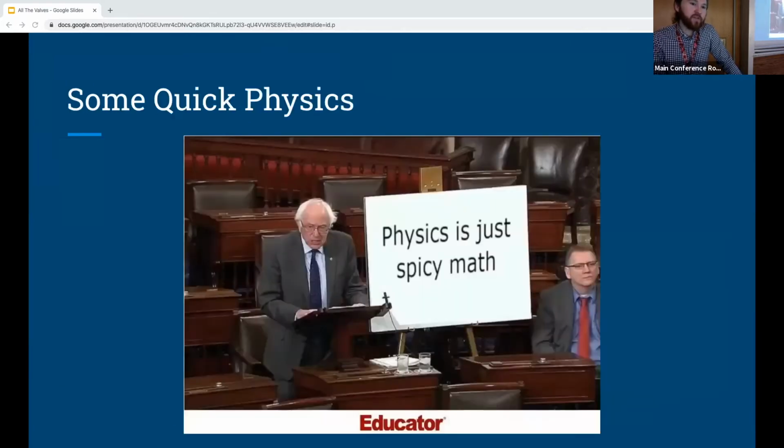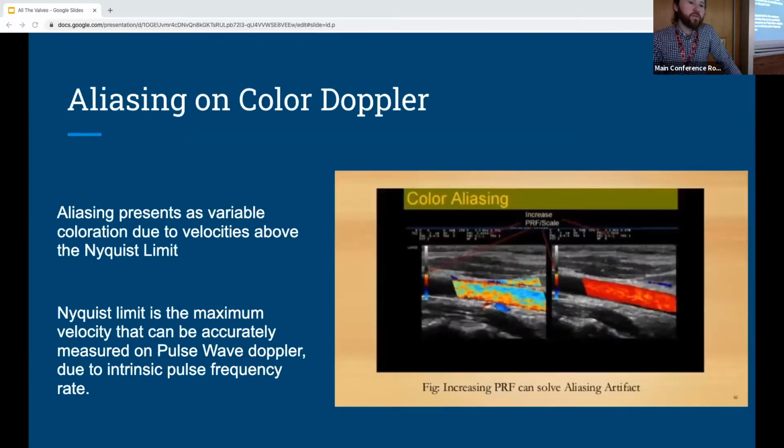Okay, and then briefly, I'm just going to touch on some of the physics that guides a little bit of this. Nobody's getting tested at the end of this. You're just going to learn a few new words. The first one I want to touch on is this concept of aliasing. Aliasing is that rainbow color storm that you see on the left.